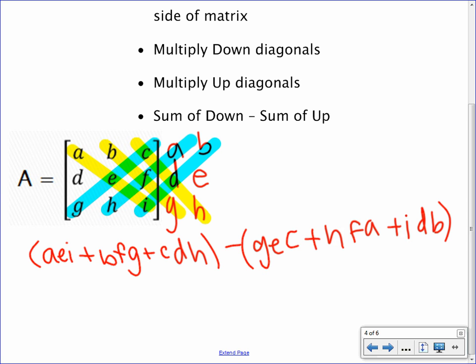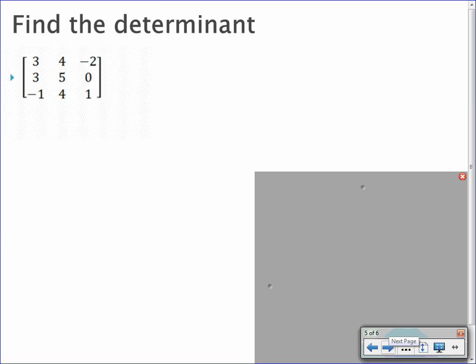Okay, are you ready for an example? Here it is. I want to find this determinant. Okay? If this was just in the absolute value sign with no instructions, then you just assume you're finding the determinant.